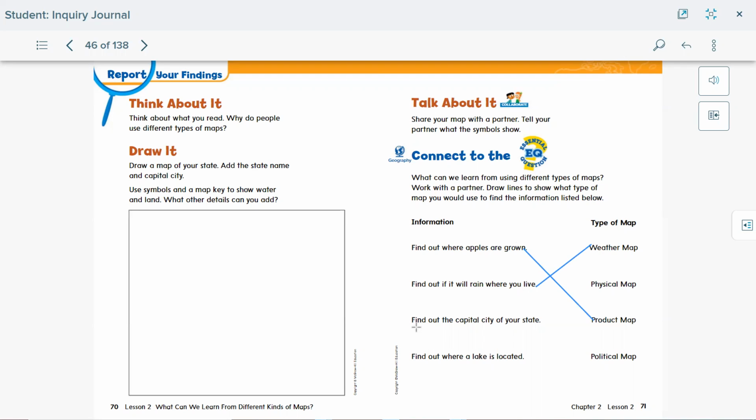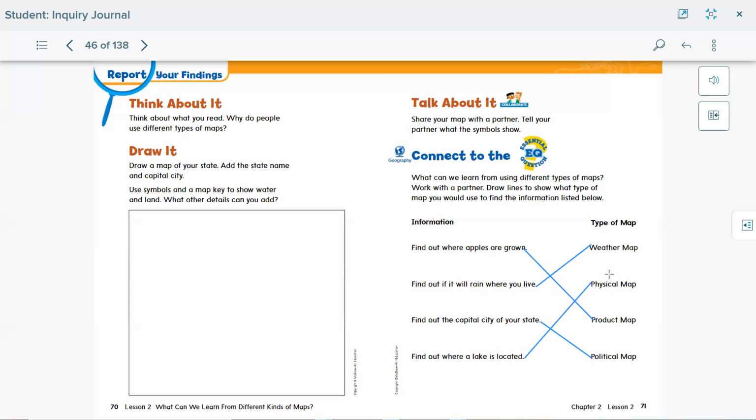All right. We have more information. Find out the capital city of your state. I know this is the political map that shows borders between states, countries, and the capital of the state. So that's the political map. And then the last information we have: find out where a lake is located. That's easy. That's the physical map. It helps you find where the lake, mountain, river, forest, desert locations are.